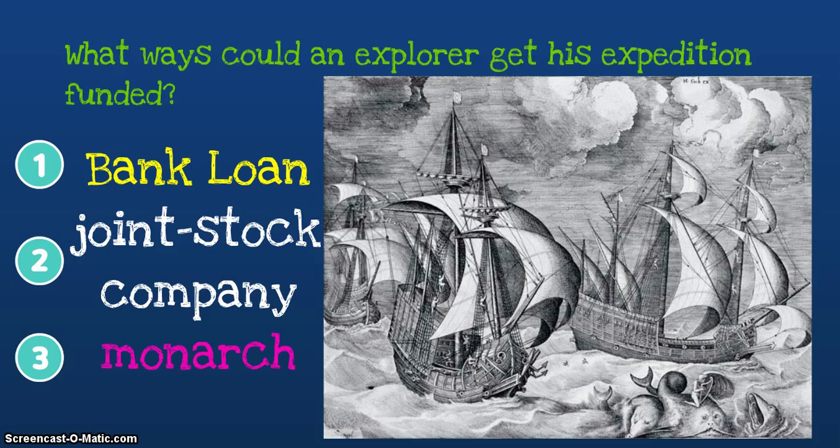The second was a joint stock company, which was to create a company, have other people buy into the company, and you split the profits. The third way, and the most common way, was a monarch. So they would ask the king, hey, king or queen, can you pay for this trip I'm going to take? All the glory goes to your country when I get back.